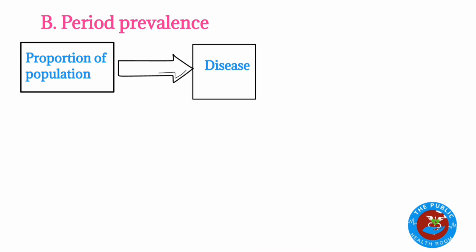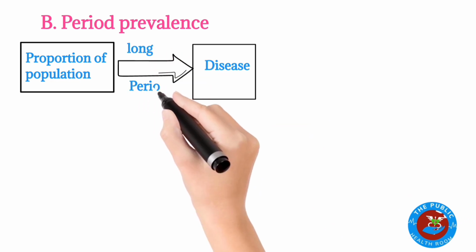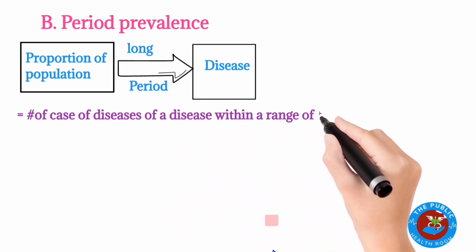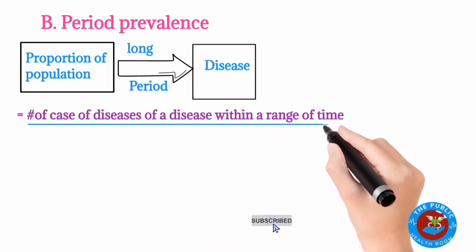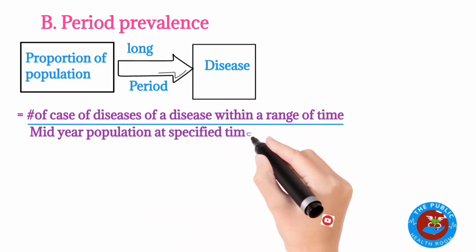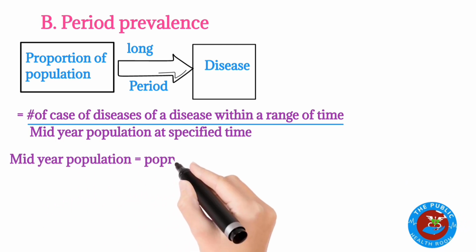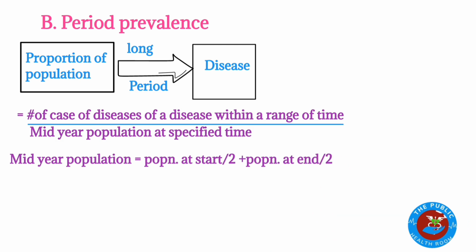If we want to know how much disease is present over a longer period of time, period prevalence would be preferred. Calculated by the formula: number of cases of a disease within a range of time over mid-year population at the specified time. Mid-year population is equal to population at start over 2 plus population at end over 2.